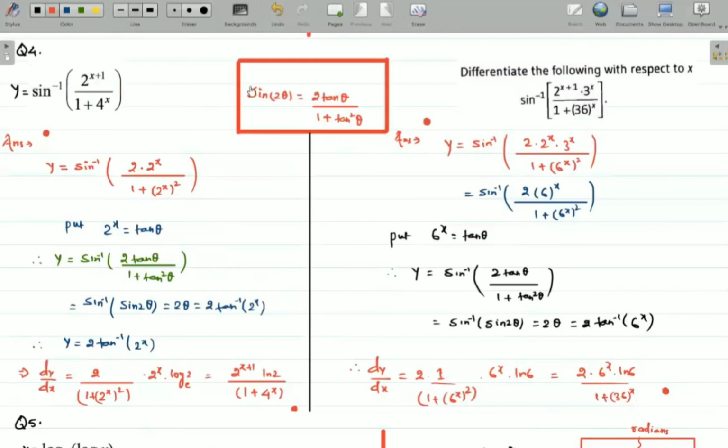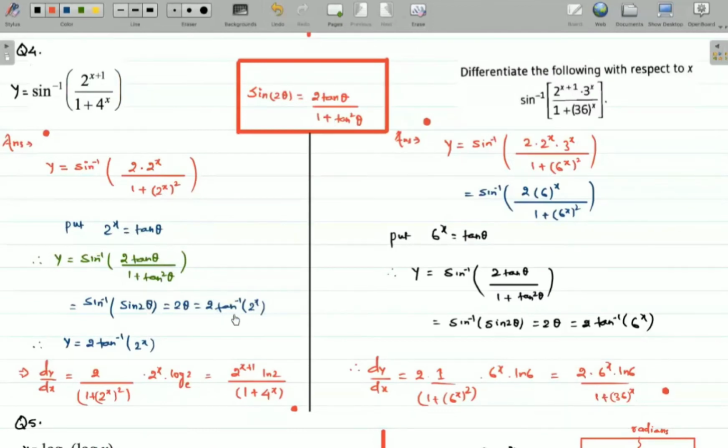So now here, we'll recall this trigonometric identity: sine 2 theta equals 2 tan theta upon 1 plus tan squared theta. Using the law of exponents, we can write 2 to the power x plus 1 as this, and 4 we can write as 2 squared. So we can write it like this. Now if I put 2 to the x equals tan theta, this will convert to this form. This is nothing but sin 2 theta. We will get 2 theta, so theta is tan inverse.